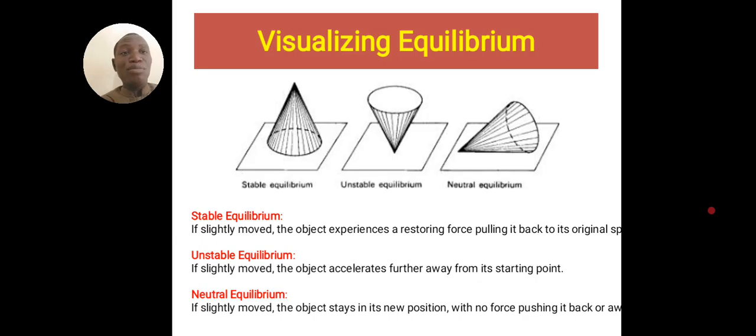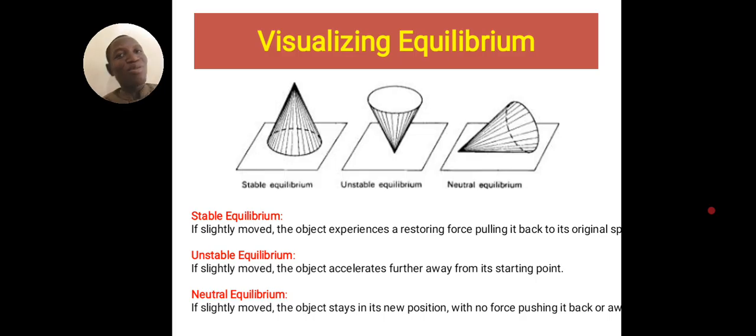So for unstable, which is the second image, if slightly moved, the object accelerates further away and changes its starting point or its location. In the second image, if you try to use your finger to tilt the object, what happens?